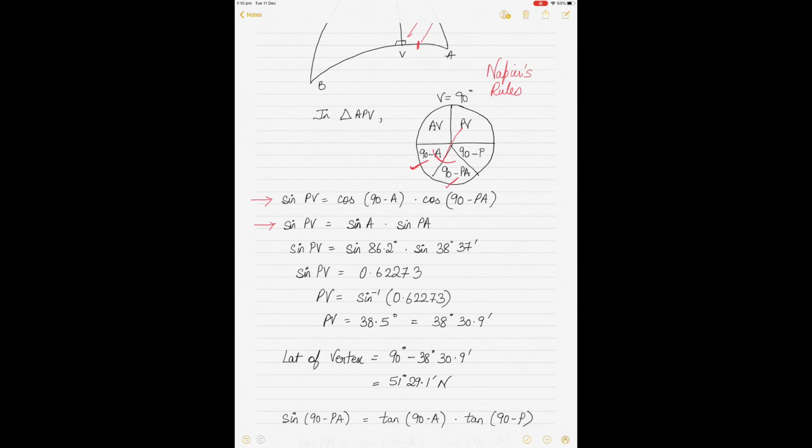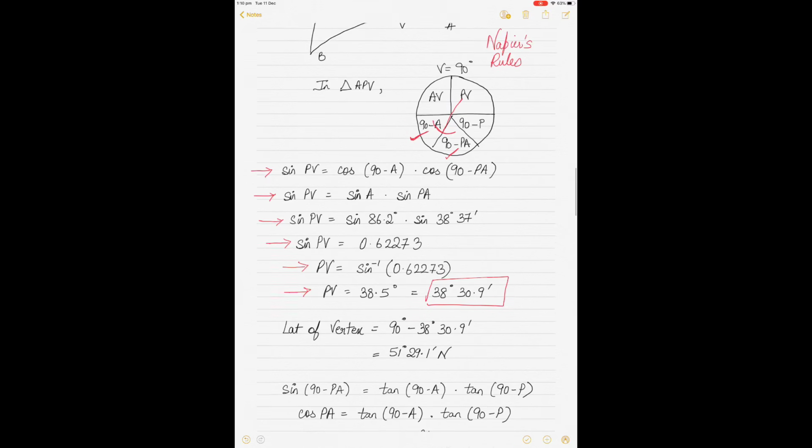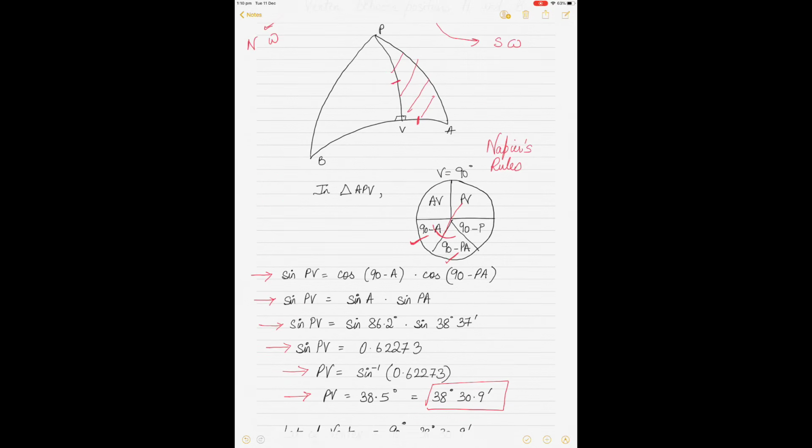Alright, since we need to find out PV, just follow my prompts here as I have shown you in the calculation. Put in the values. What you should be getting is PV equals 38 degrees 30.9 minutes. Now remember, PV is the distance from the pole to the vertex.